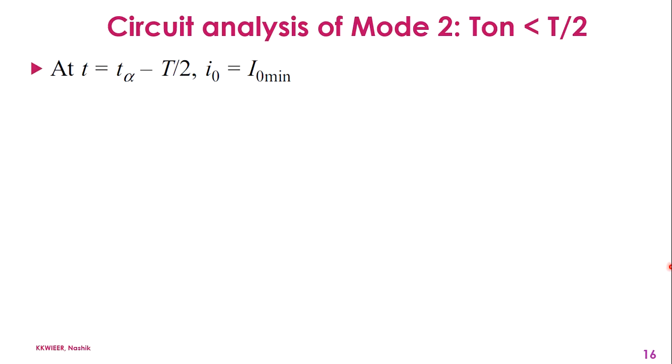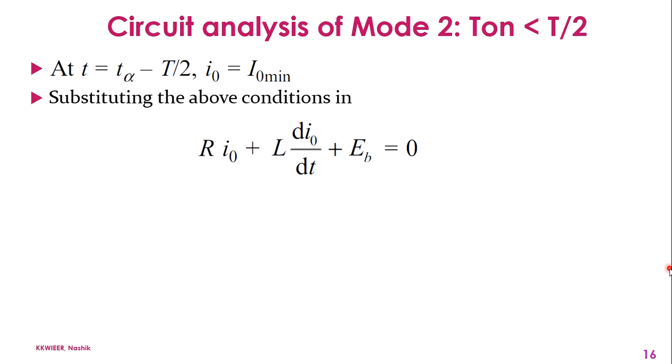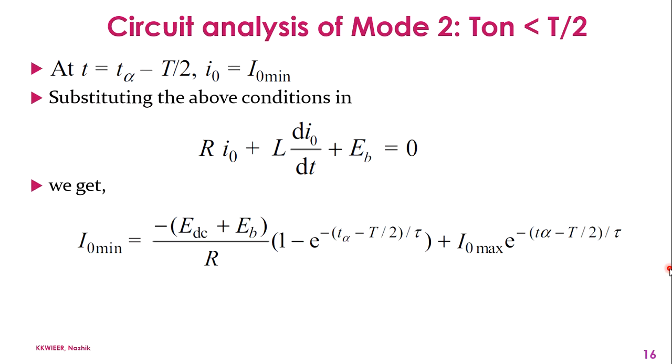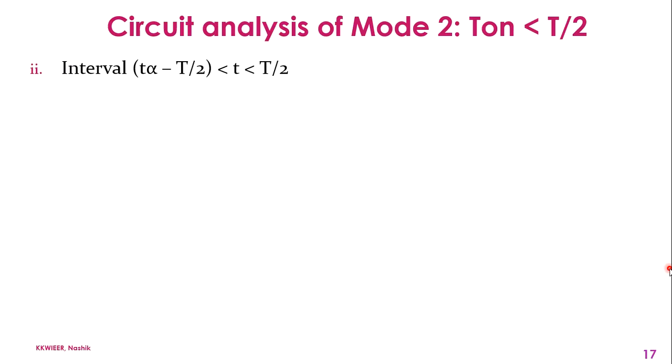Now at this equation, substituting the above conditions in the equation R I0 plus L dI by dt plus EB, which is equal to 0, we will get the value for I0 min. For the interval T alpha minus T by 2 to T by 2, let us define T dash is equal to T minus T alpha minus T by 2.